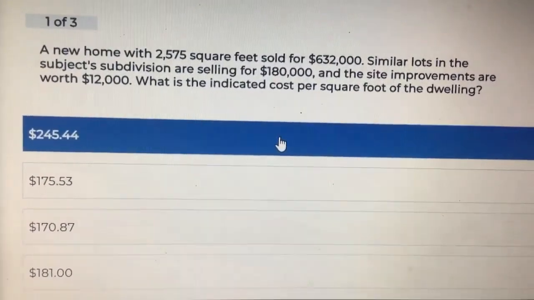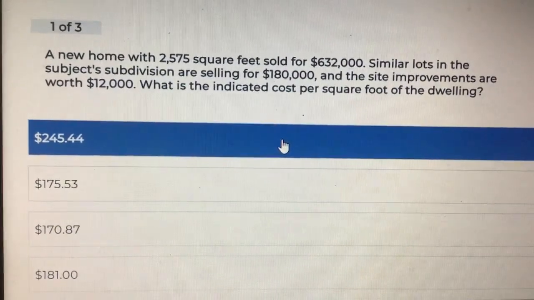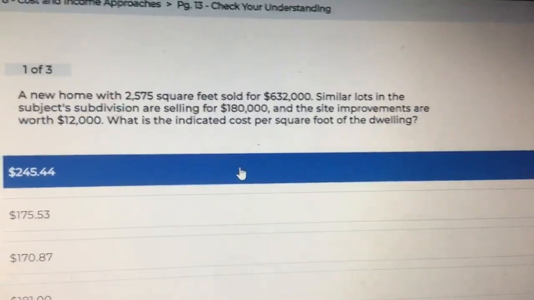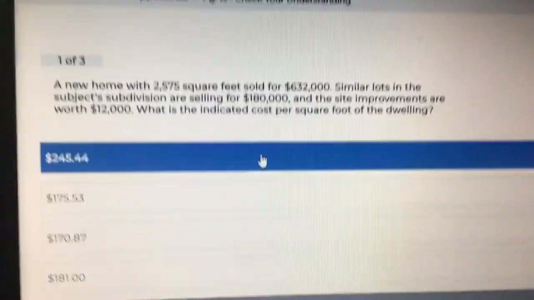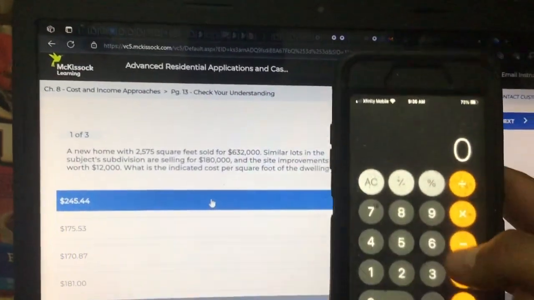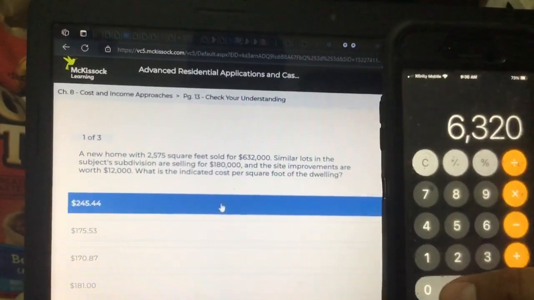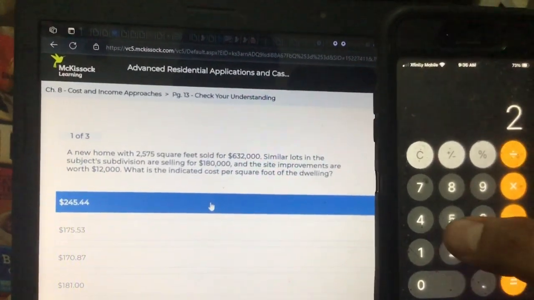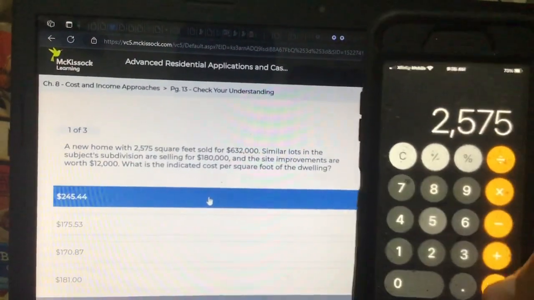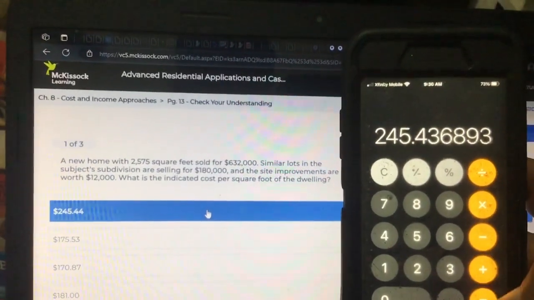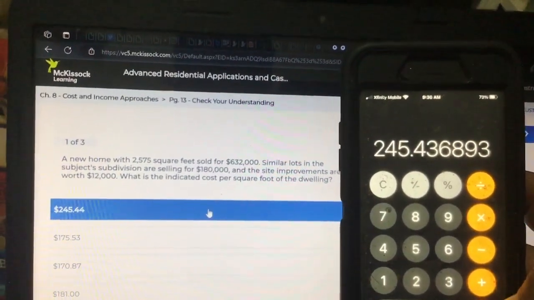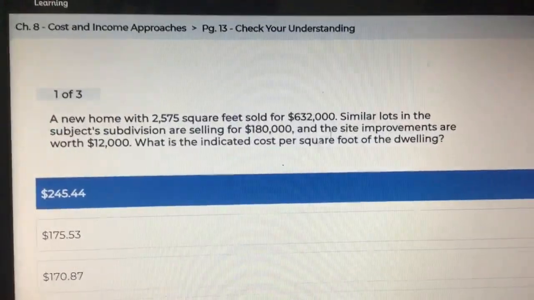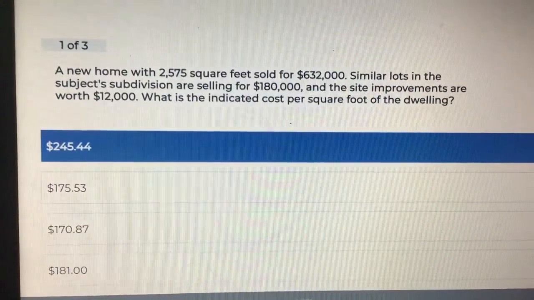It says what is the indicated cost per square foot of the dwelling, and all you had to do was just take the price that it sold for, $632,000, divide that by the square feet, 2,575 square feet, equals 245.436, rounded to 245.44. I mean, could be wrong, but that's what I'm coming up with.